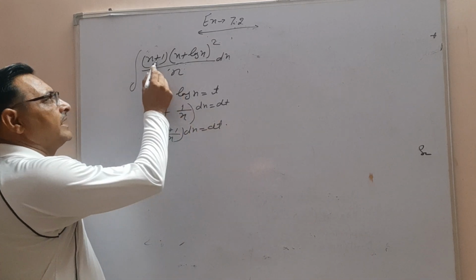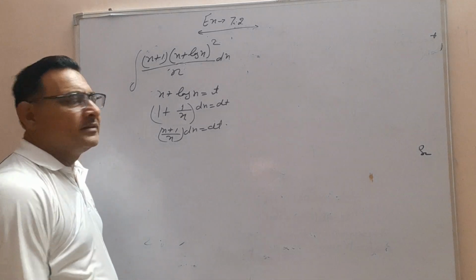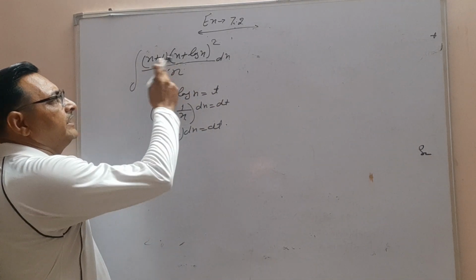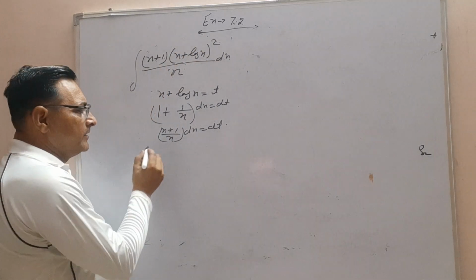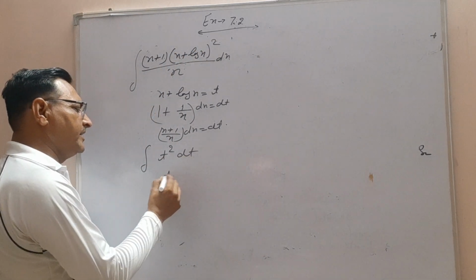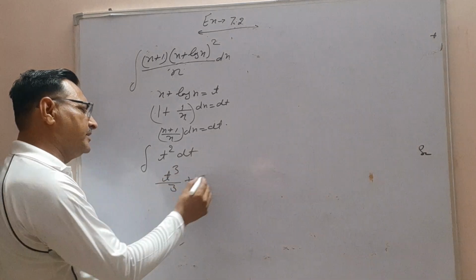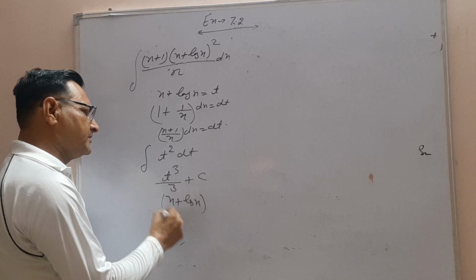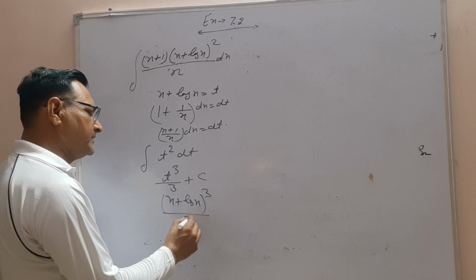Now look at the term (x plus 1) by x dx. That term will be dt, and the other factor will be t square. So you will write here t square into dt. Its integration is t cube by 3 plus c. Put here the value: (x plus log x) whole cube by 3 plus c.